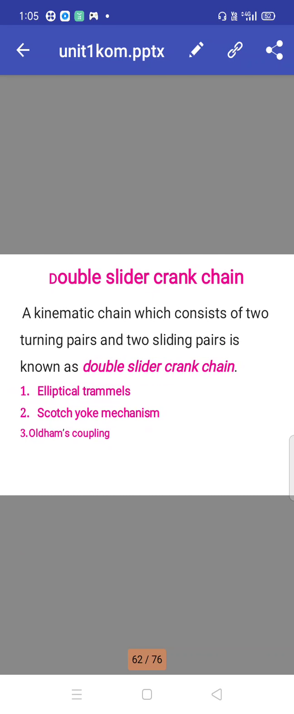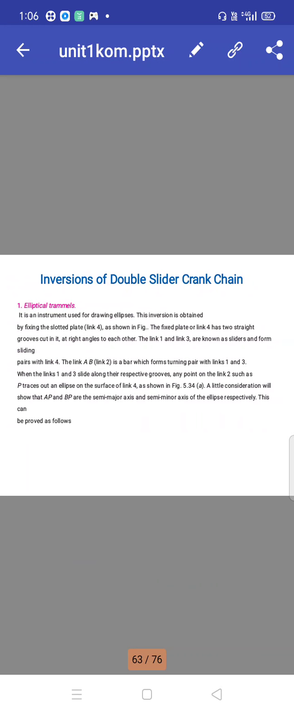Then, double slider crank chain. A kinematic chain which consists of two turning pairs and two sliding pairs is known as double slider crank chain. The inversions of double slider crank chain are elliptical trammels, Scotch-Yoke mechanism, and Oldham's coupling. First, elliptical trammels.